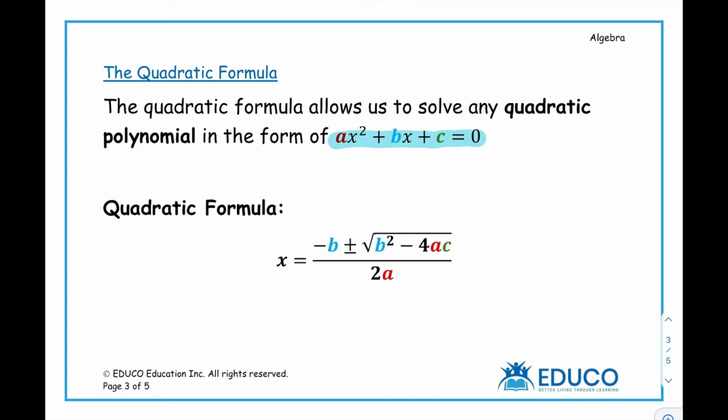So the quadratic formula is given below right here. x equals minus b plus or minus the square root of b squared minus 4ac, all divided by 2a. You notice that there are three variables in the quadratic formula, and those variables relate back to this standard form, ax squared plus bx plus c equals 0, where a is the coefficient in front of the x squared term, b is the coefficient in front of the linear term, and c is the constant at the end.